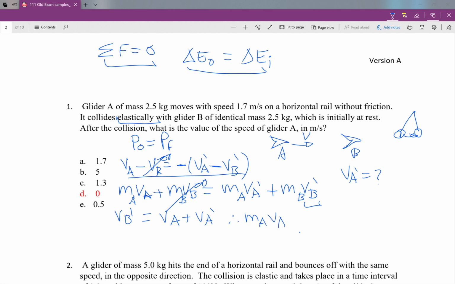MAVA prime equals MAVA, and then minus VA, and there's a VA prime on this side, so it will be 2 times MA VA. Now we divide by 2 times MA VA. So if we do that, we're going to end up with the following. Oh, my apologies, I think I forgot to multiply by the mass. Let's just do that again.